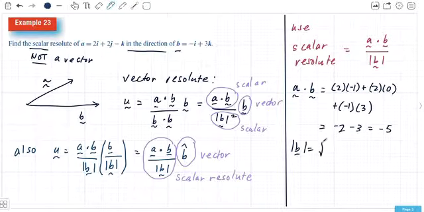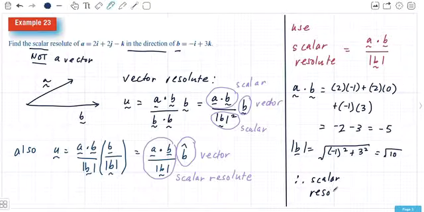Magnitude of B is the square root of all the coefficients of I, J and K, all squared. The coefficient of I squared is 1, the coefficient of K squared is 9. So we've got 9 plus 1, which is the square root of 10. So therefore, our scalar resolute equals A dot B, which is -5, on the square root of 10. And you can see there with your answer that you don't have any vector quality to it.